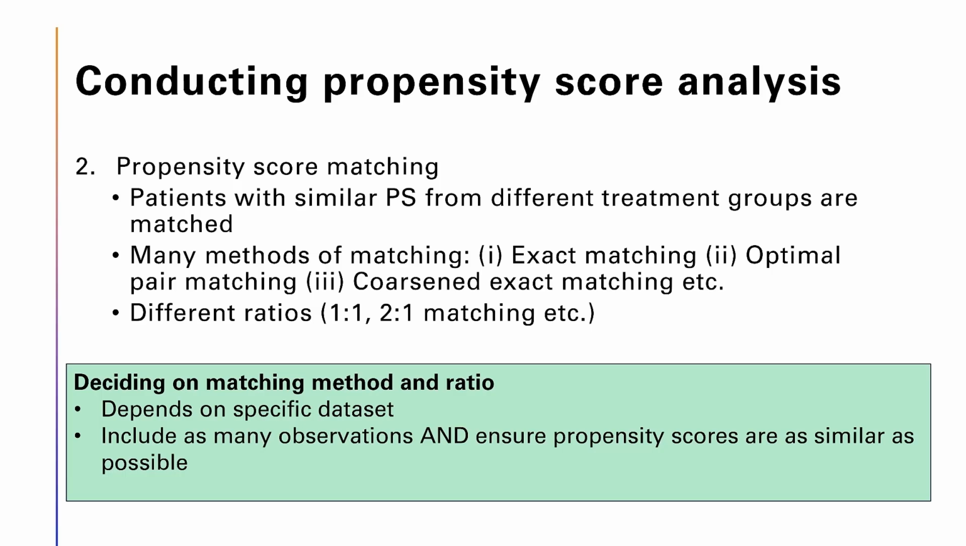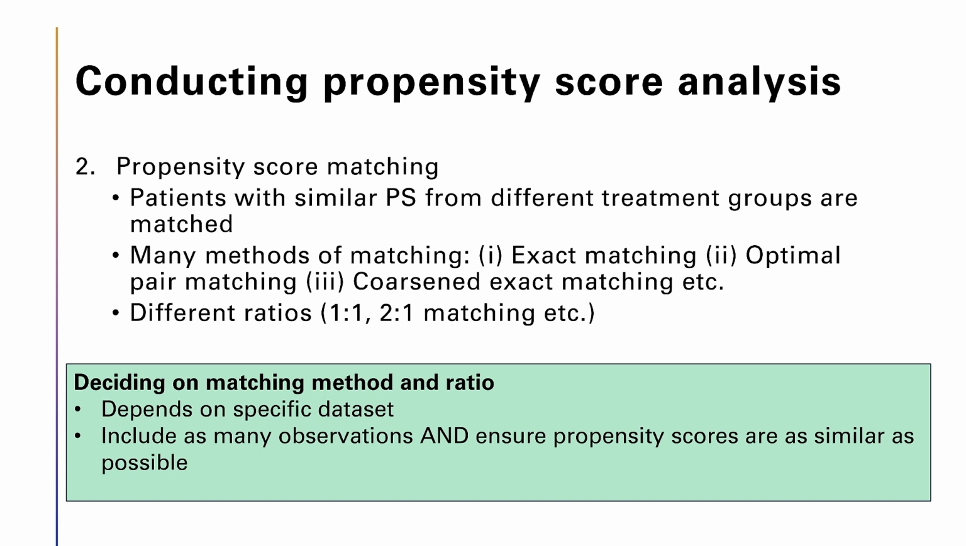Another common method of using propensity score is propensity score matching. This is where patients from different treatment groups are matched together by propensity score. There are many different ways to match patients, and some commonly used methods are exact matching, optimal pair matching, Cosinor exact matching, and many others.